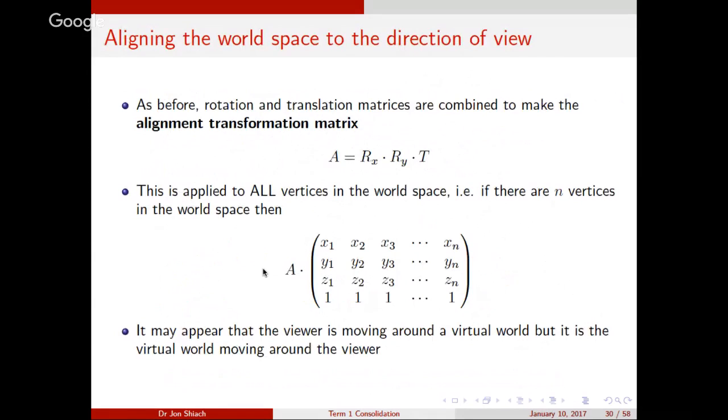So that's our alignment transformation matrix. Notice the order. Going from right to left: translate, then rotate about y, then rotate about x. This is the coordinates of all of our points in our virtual world. There might be millions of those, so it'll be 4 by however many points we have. And this is an important thing to note at the bottom: it appears to the viewer that you're moving around your virtual world. If you play a computer game, it's 3D and you're moving around it. What's actually happening is the virtual world is moving around you. It's not really an optical illusion, but that's what's happening. You move the virtual world, you don't actually move the camera.